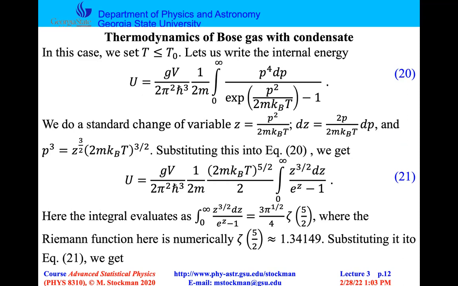Now the concluding part of this lecture is a description of the thermodynamics of a Bose gas in the presence of the condensate. Again, because we are in the presence of the condensate, we must set the temperature T less than the transition temperature. So let us write the expression for internal energy. This is the summation rule we have: p squared dp, and this is the Bose distribution, the same as for the number of particles. The difference is an extra coefficient, p squared over 2m, this is the energy. It's a familiar expression for energy.